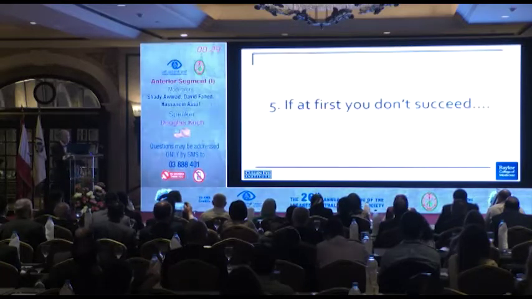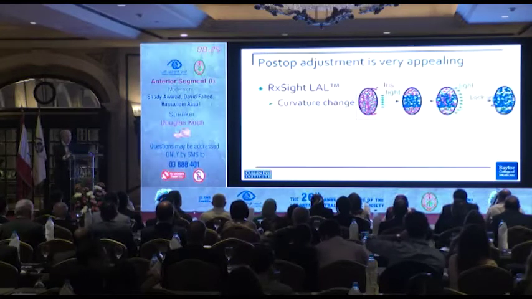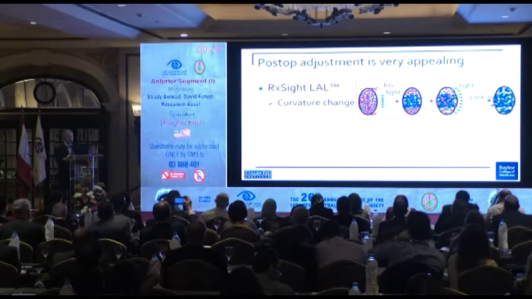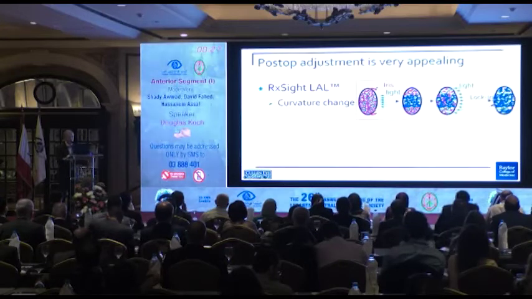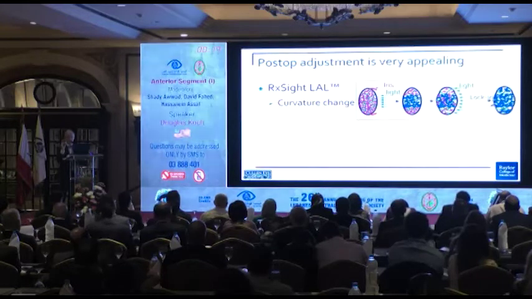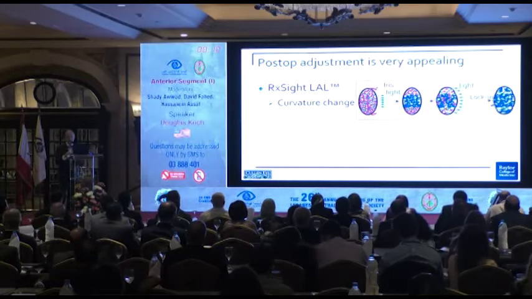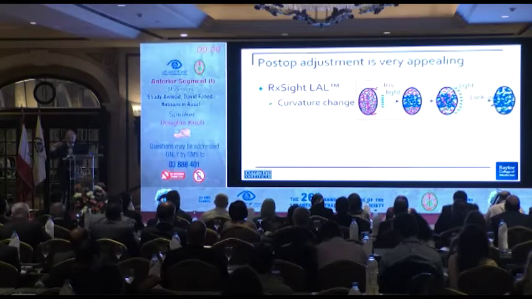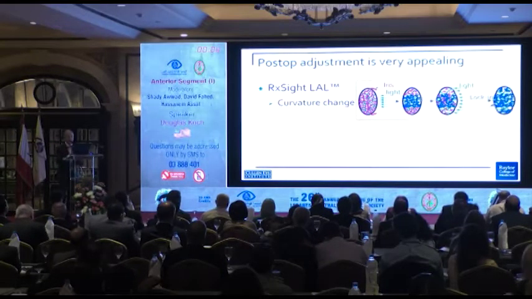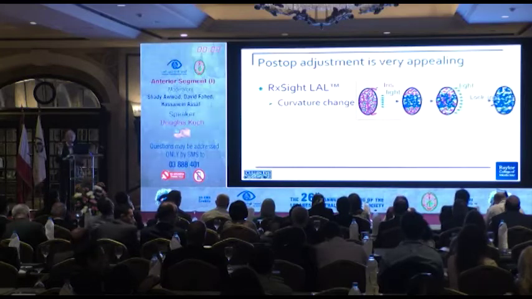So finally, if you don't get it right the first time, post-op adjustment is very intriguing. This is the RxSight. It used to be called the Calhoun Lens, and it changes the curvature by implanting a lens that has monomers that are not polymerized. So they're basically loose in the lens, and then you can selectively irradiate them so that they create an osmotic gradient and other monomers come into that and fill the gap, and it changes the shape of the lens. You can treat hyperopia, myopia, astigmatism, and then you use a laser to lock it in place.